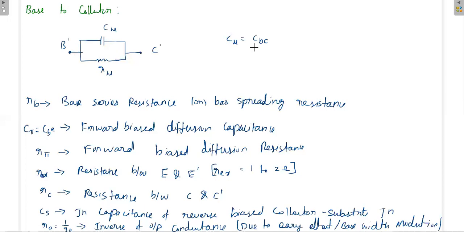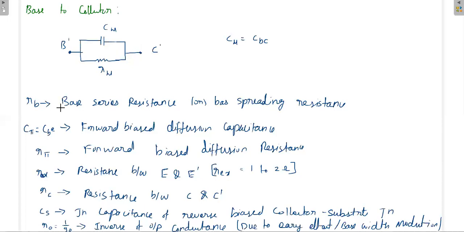This is not a real capacitance that we are connecting, but a device capacitance that will be formed at high frequency. When we operate the device at very high frequency, this capacitance will be formed automatically. Now we'll see the notation one by one.